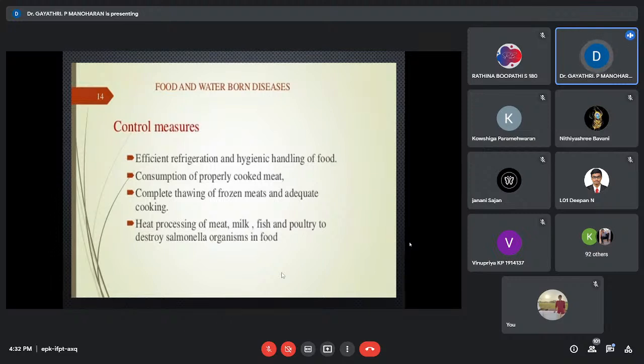Complete thawing of frozen meats and adequate cooking. Yes, if you are using frozen meats, we have to remove all the ice and keep it for a few minutes in the water, to remove the ice properly. There may be contamination in the water which is used for that ice preparation. Okay? So especially in frozen fishes we have to avoid this. Heat processing of meat, milk, fish and poultry to destroy salmonella organisms in food.